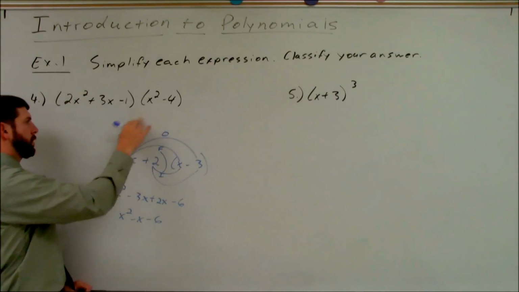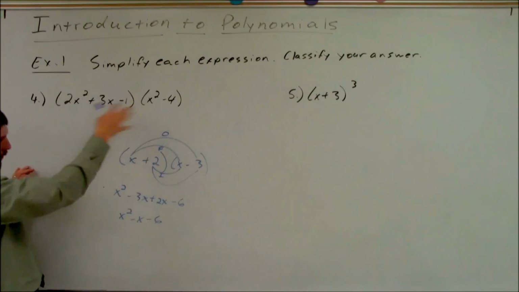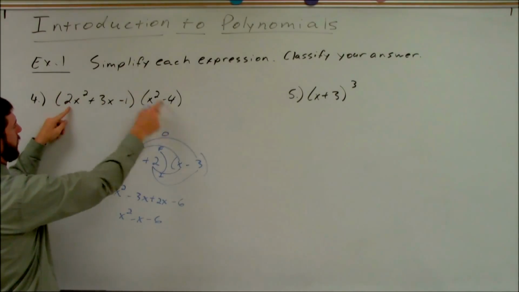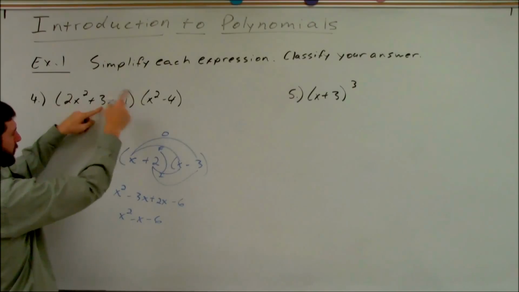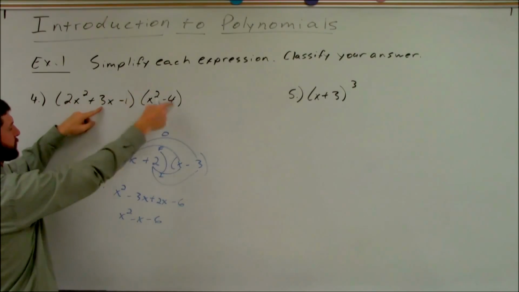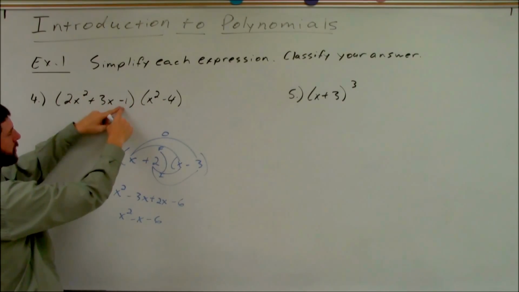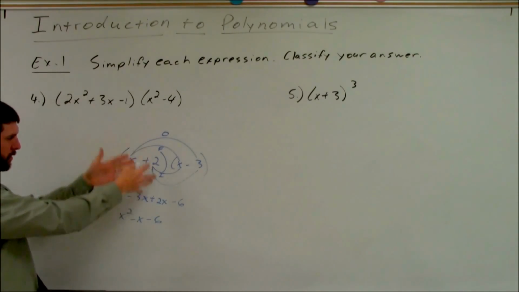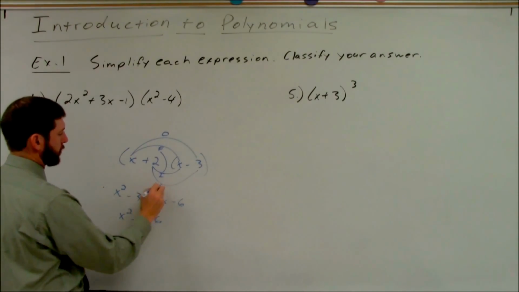Well, when you get a scenario like this, where you don't have first, outer, inner, last, you have firsts, you have outers, you have sort of inners and more inners and some more inners and some more lasts, this FOIL thing doesn't seem to hold up for that.